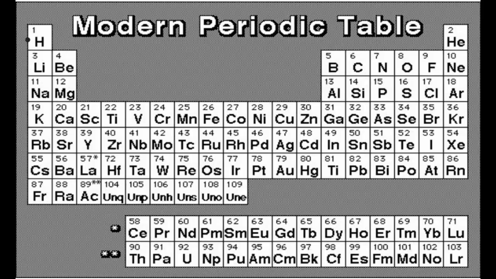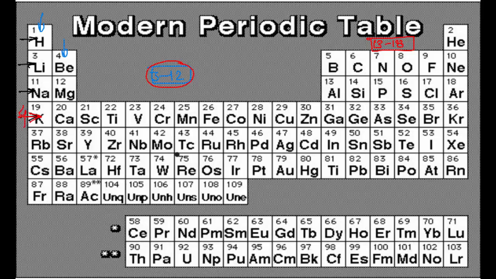You can see this is your first period, this one is your second period, this one is your third period, and this one is your fourth period. And how many groups are there? You can see groups 1, 2, then 3 to 12, and then 13 to 18. And you can see that elements from 3 to 12 come in the fourth period.